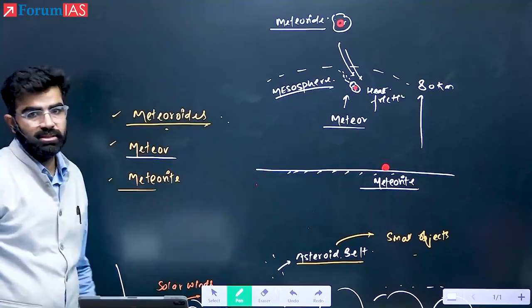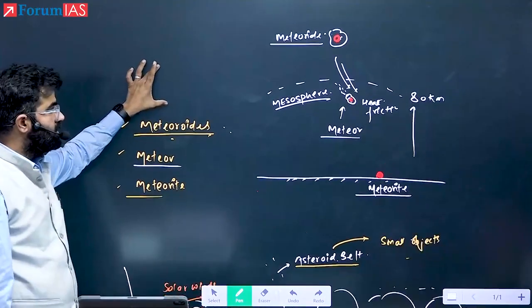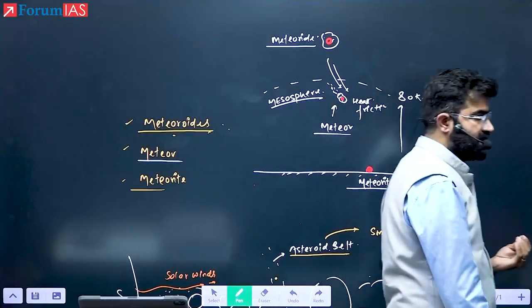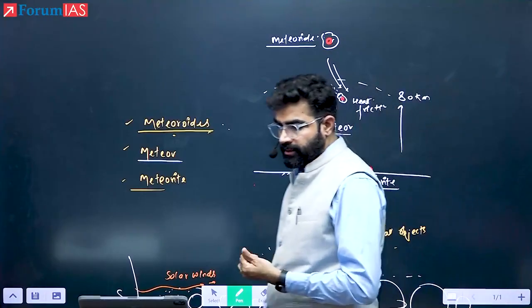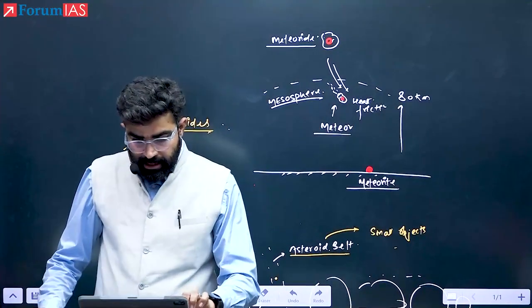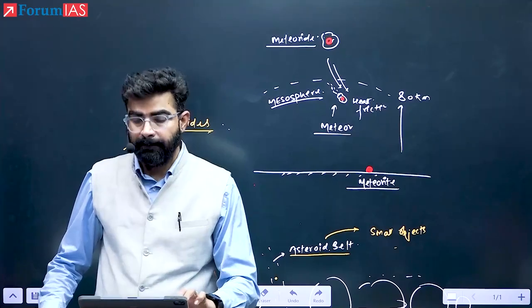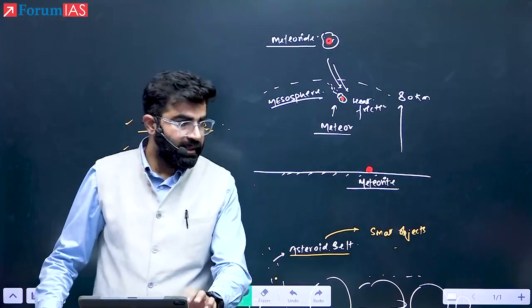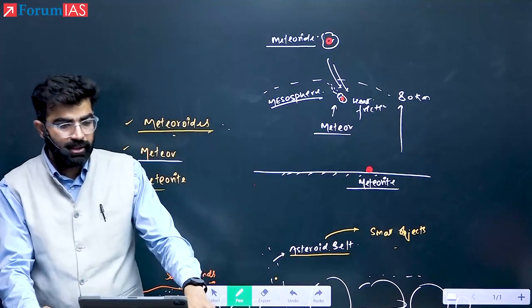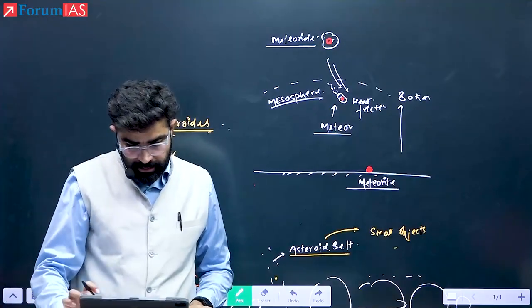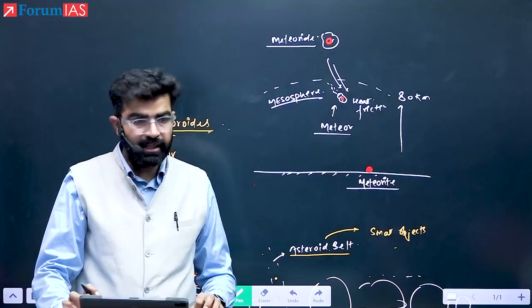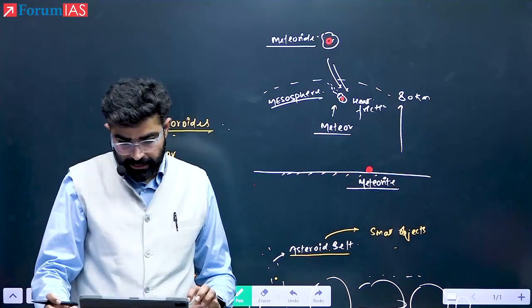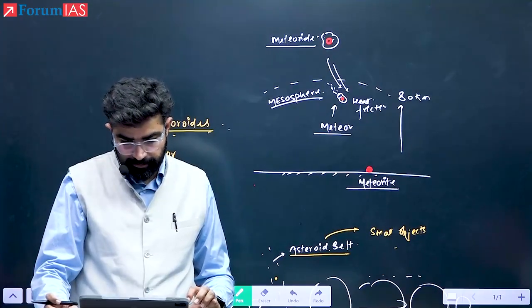Okay, so meteoroid first. Write down one line only. Meteoroids are celestial objects created by collision of asteroids. They are made up of nickel and iron mostly.